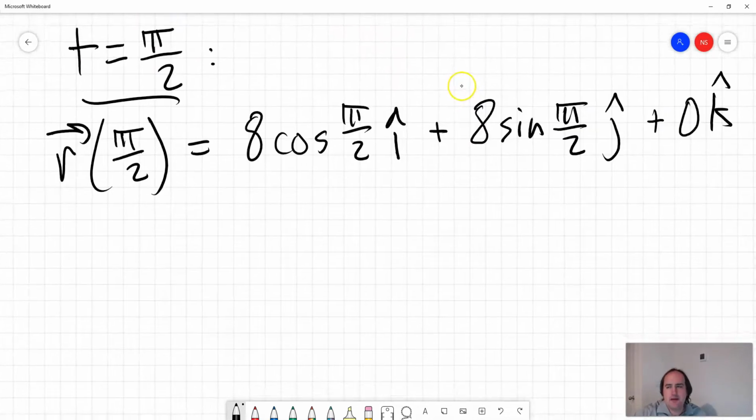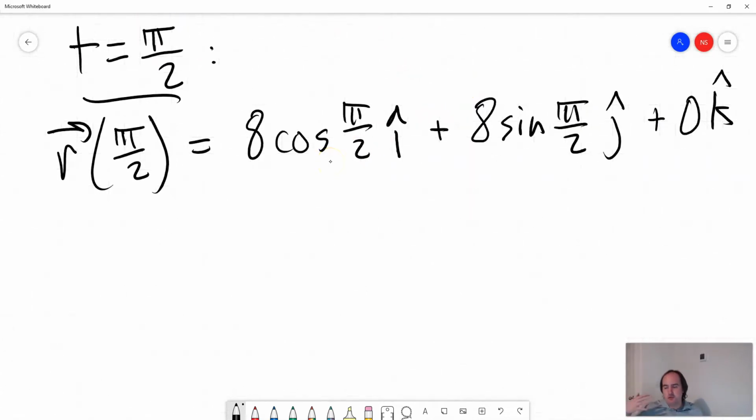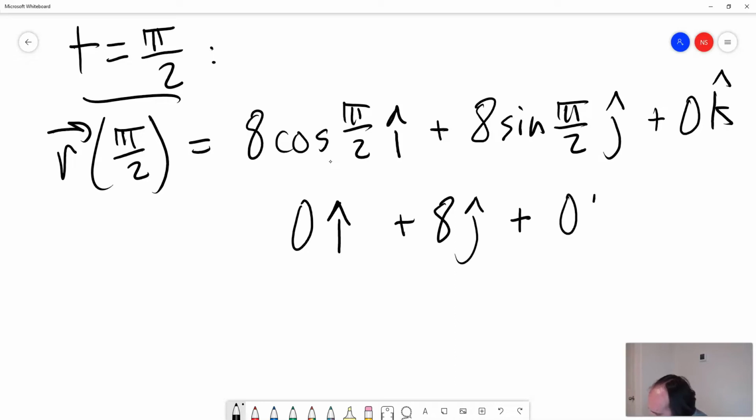Okay, and we know that, well, hopefully we remember from our unit circle that cosine of pi over 2 is the same as the x-coordinate at 90 degrees, so when we're on the positive y-axis. And so that's going to be 0. So we're actually going to get 0i, and then sine of pi over 2 is 1. So we're going to have 0i plus 8 times 1 is 8j plus 0k.